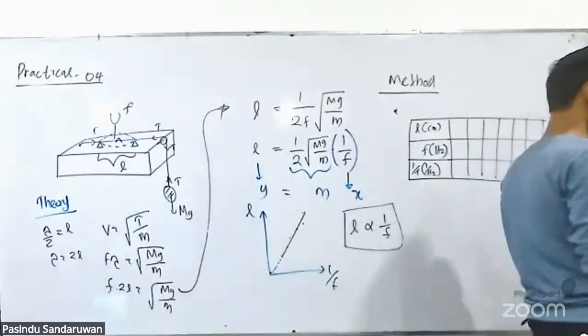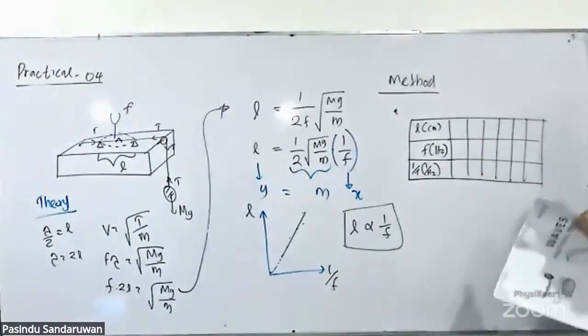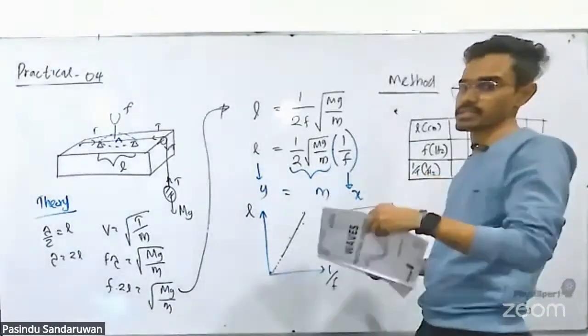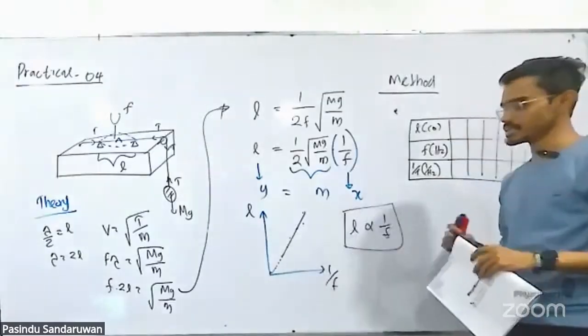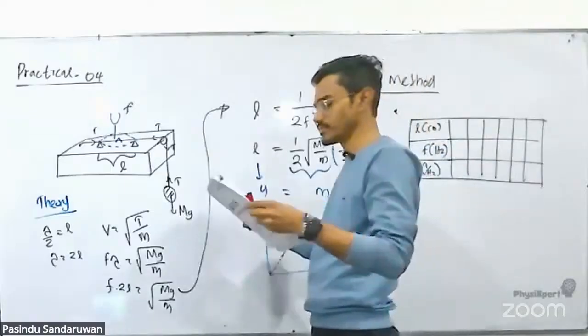Right? Then next point, plot the variation of L against 1 over f.